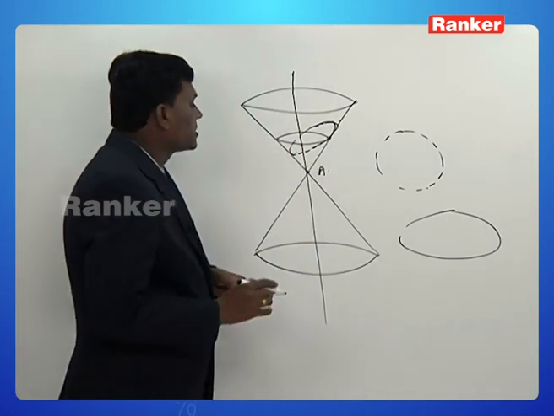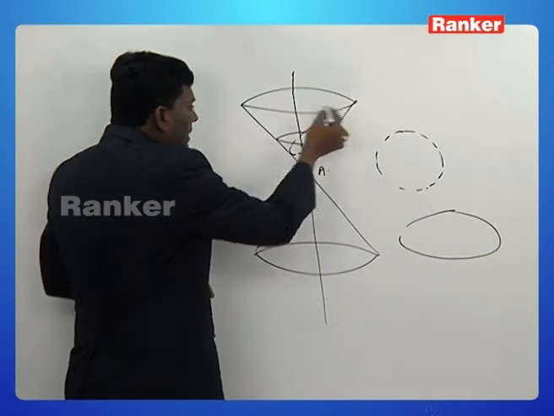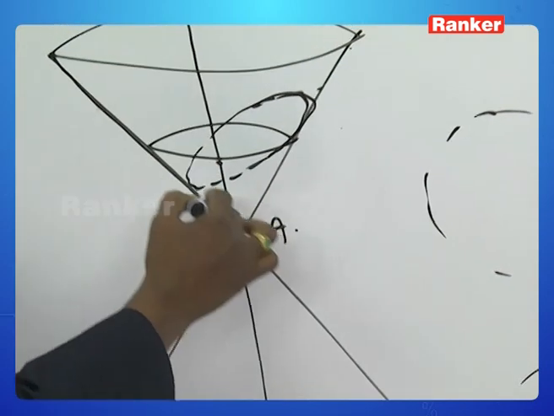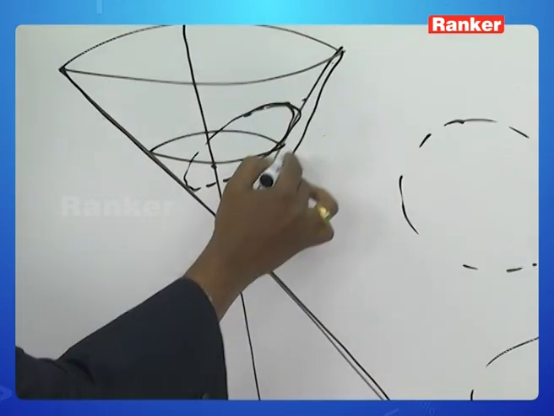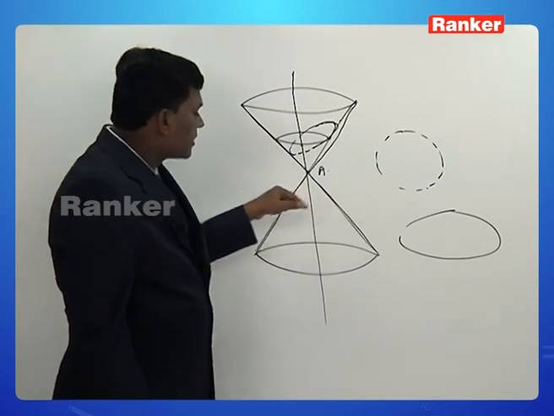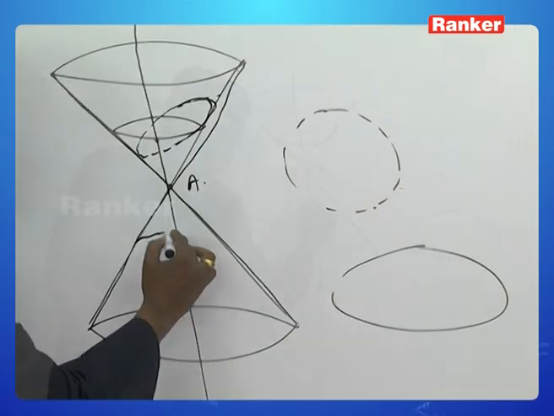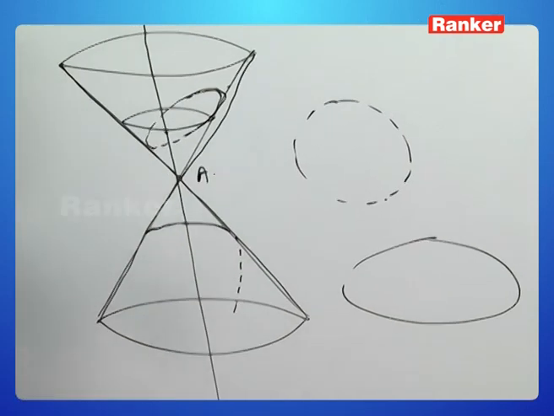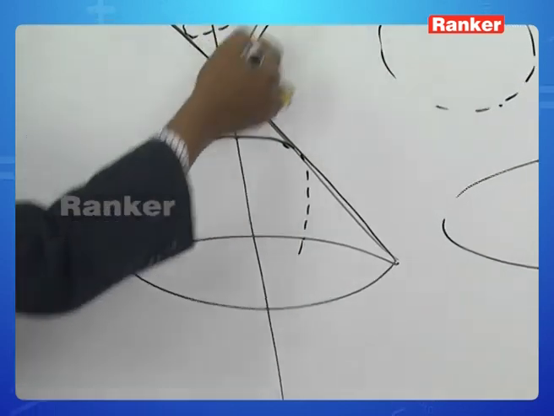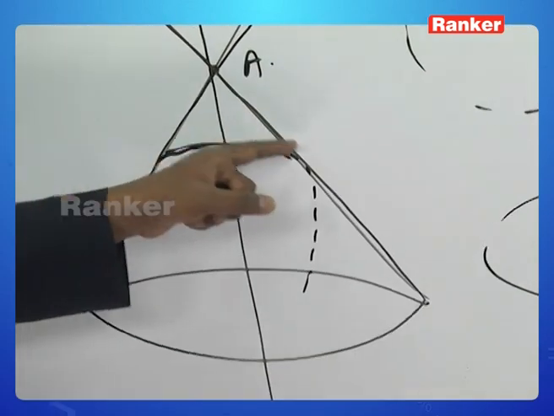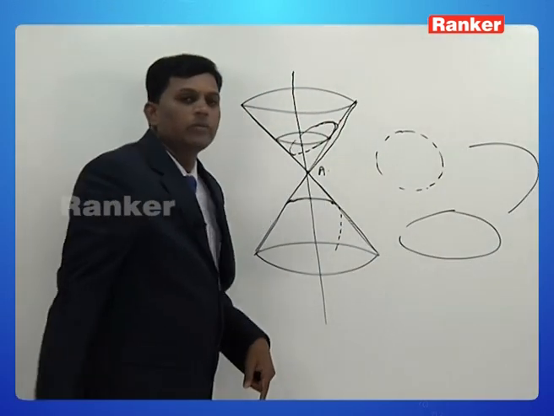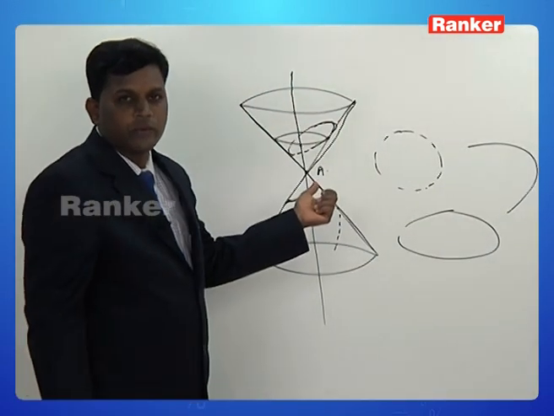Apart from these two cross sections, parallel to any one of the edges, edge 1, edge 2, if you are taking the cross section of the cone by cutting it parallel to this edge, we can find the cross section in the form of a parabola. So a parabola is a part of the cross section of the cone.